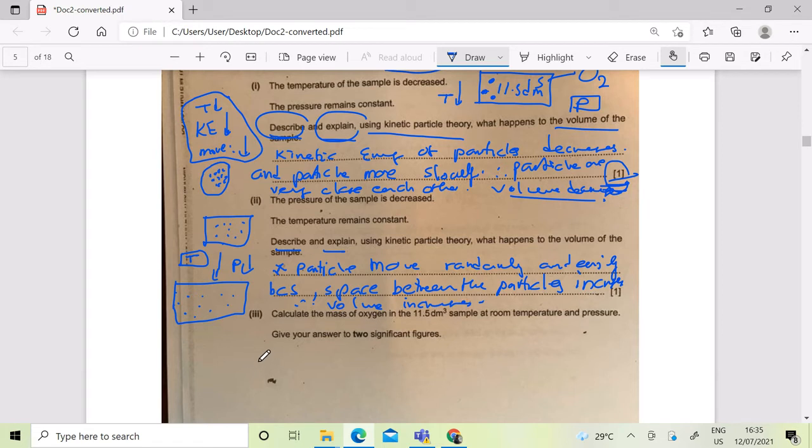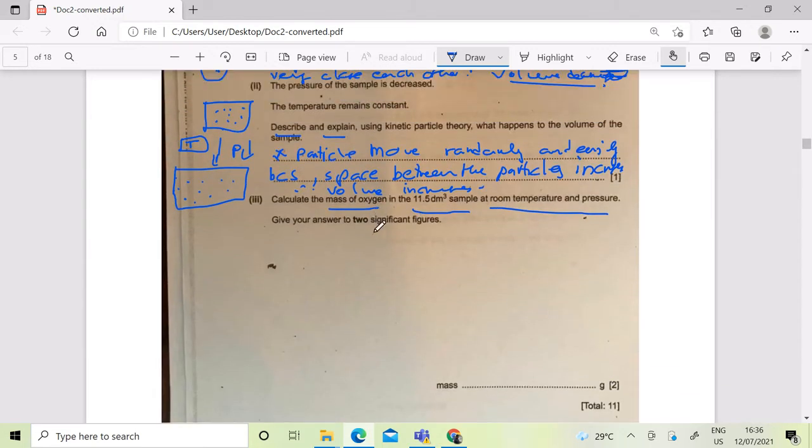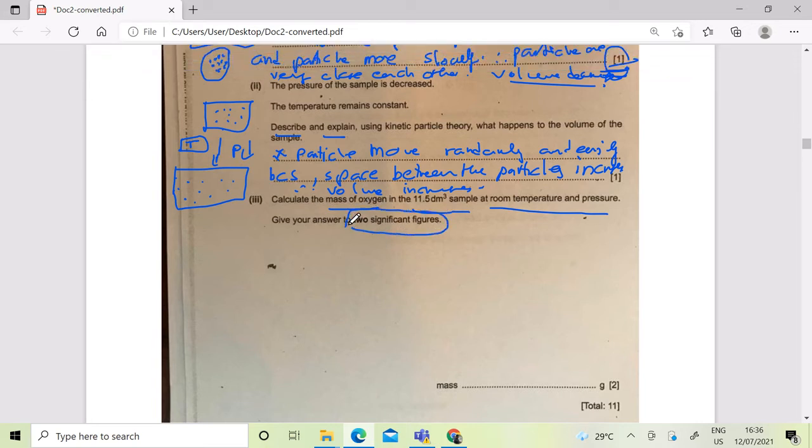Right. Going to the next one. Calculate the mass of oxygen in the 11.5 cubic decimeter sample at room temperature and pressure. Importantly, you have 2 marks there. Remember to give 2 significant figures. This is where most candidates lose marks.